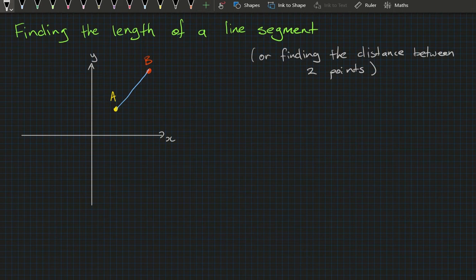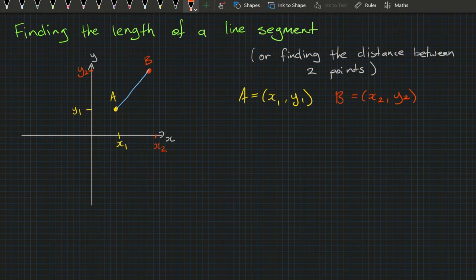In this section, we're going to learn how to find the length of a line segment. Another way of describing what we're doing is finding the distance between 2 points. So here we have 2 points, A and B, and A is equal to (x1, y1), and I'll mark x and y on the graph, and point B equal to (x2, y2). And I'll also mark those on the graph.